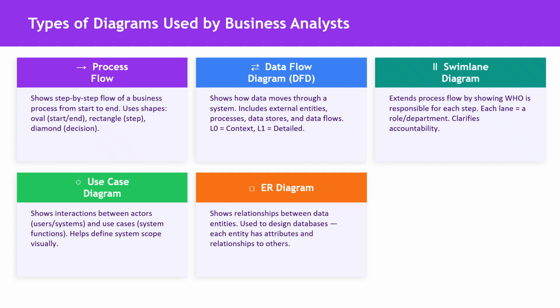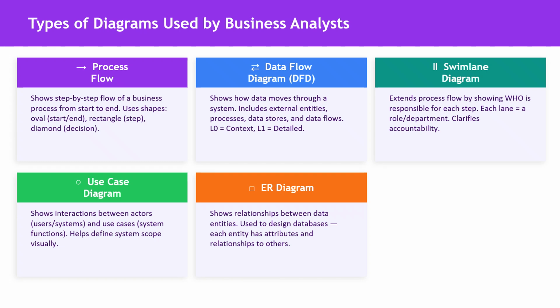Third is Swimlane diagram. This is an extension of process flow, but here we also show who is responsible for each step. Each lane represents a role or department. Fourth comes use case diagram. This shows interaction between users, actors, and the system. It helps define system scope clearly. Finally, ER diagram. This is used for database design. It shows how different data entities are related.